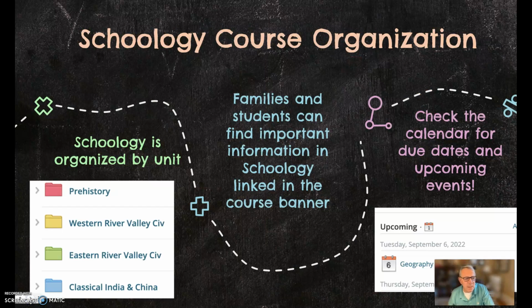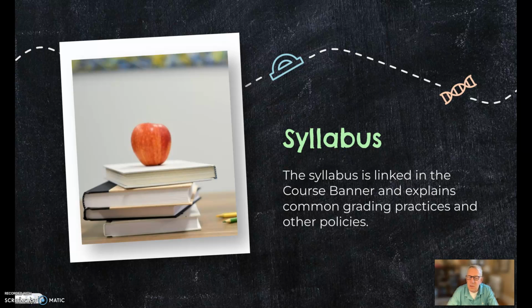Schoology is organized chronologically by unit. On the left, you can see we go from prehistory, river valleys, eastern river valleys, etc. And your child's calendar will pop up with any upcoming quizzes or tests. And finally, you can find the syllabus in the Start Here menu on Schoology.